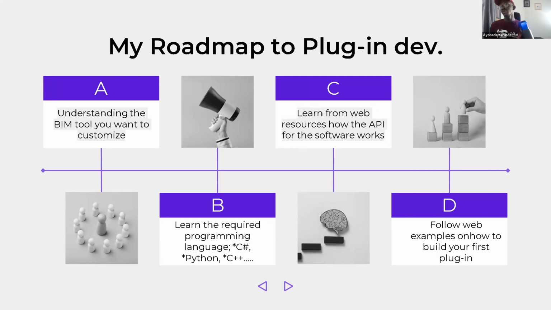So one of my own roadmaps towards plugin development, how I journeyed through learning plugin development, I actually started by understanding the BIM tool. You cannot really build custom plugins over a tool you don't know very well. For example, Revit is a BIM authoring tool, and most people use it for architectural design, structural design, quantity survey, costing and the like. So if you want to create a custom plugin over Revit, you need to understand the nitty-gritties, the in and out of that software.